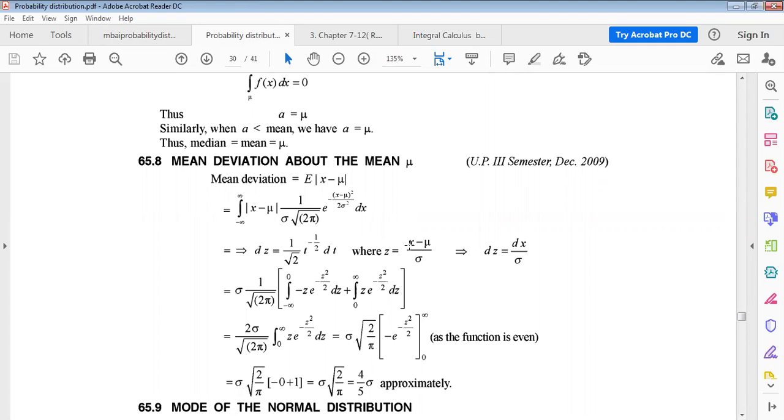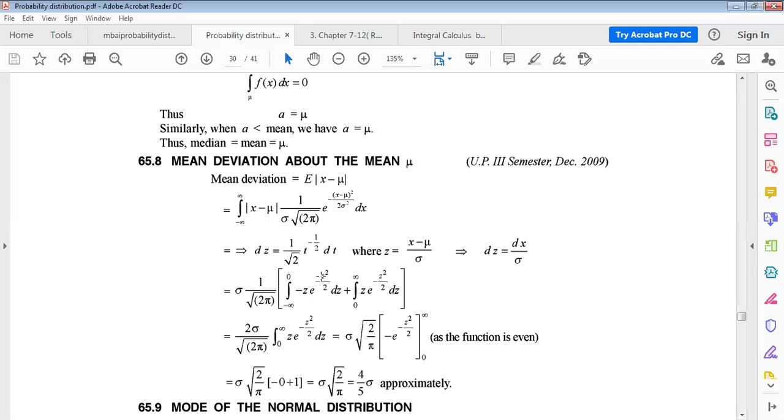Now take x minus mu divided by sigma equal to z. Substituting this, dz will be dx divided by sigma, because the differentiation of the constant mu is 0. Now substituting this, considering e to the power minus half, x minus mu divided by sigma squared will be z squared. So x minus mu equals z sigma. This can be written as dz equals 1 by root over 2 pi, t to the power minus half dt, where z equals this and dz equals this. So putting from here, x minus mu will be z sigma, and the absolute value of z sigma will be just sigma, then 1 divided by root over 2 pi, from minus infinity to 0.